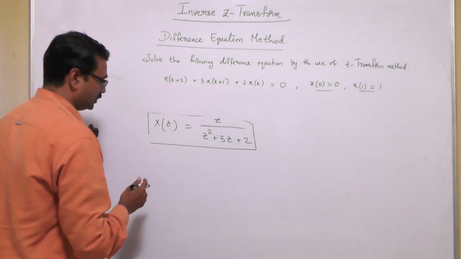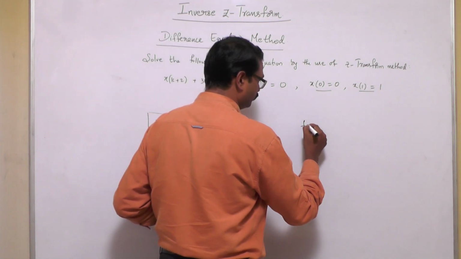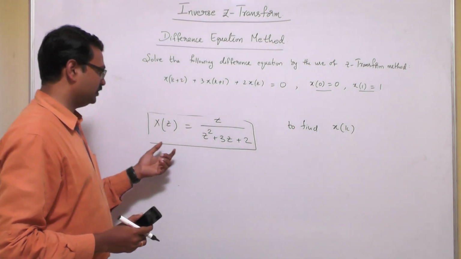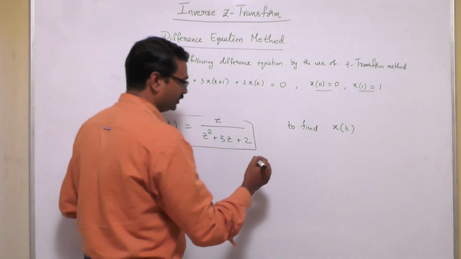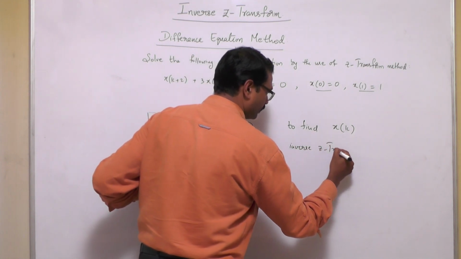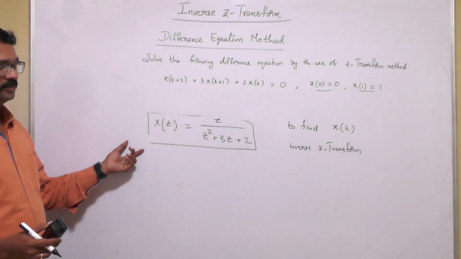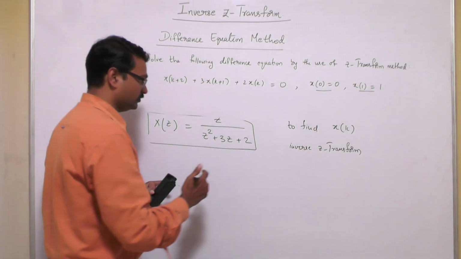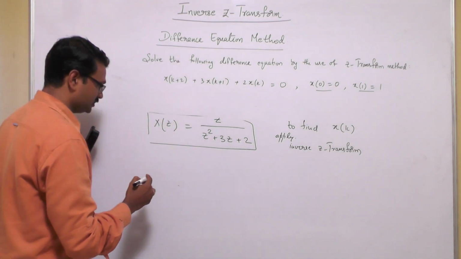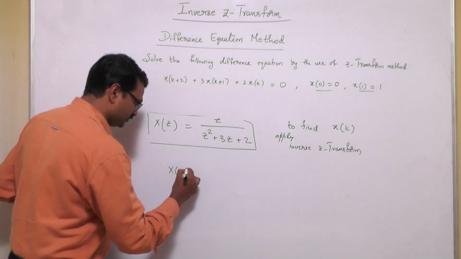Right. So now my intention here is to find x of k. To find x of k from x of z, it means that we are going to apply inverse z transforms. To obtain x of k from x of z, you will have to apply inverse z transform. When we are applying inverse z transform, it is always important for us to find out the poles and zeros of x of z. So what is x of z for us here?